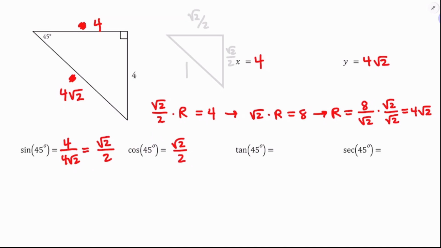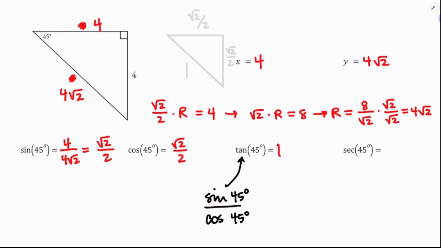Tangent of 45 is, I need to remind you that you could think of this as sine theta divided by cosine theta. If we've just computed sine and cosine and they're the same, and we know that tangent of 45 degrees is sine of 45 degrees divided by cosine of 45 degrees, then we could just mentally divide them and see that you divide a number by itself, and you get 1.